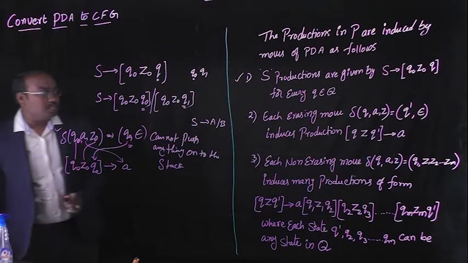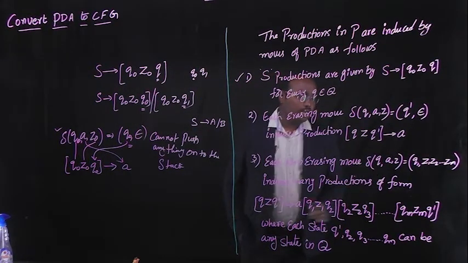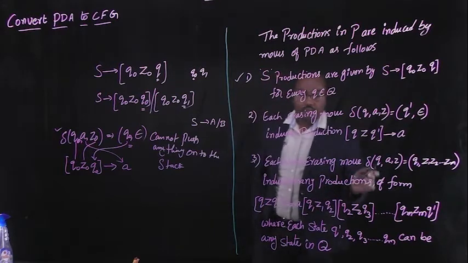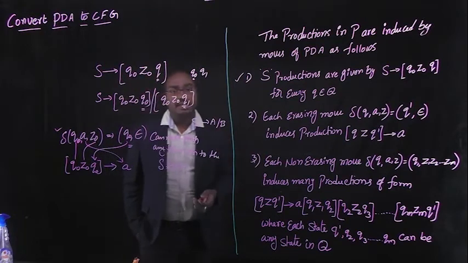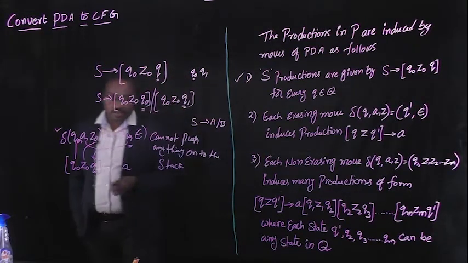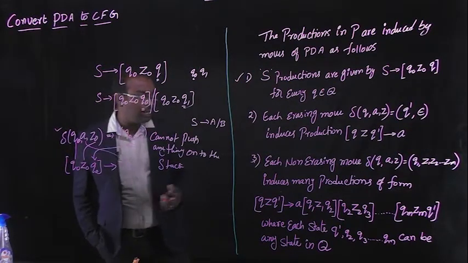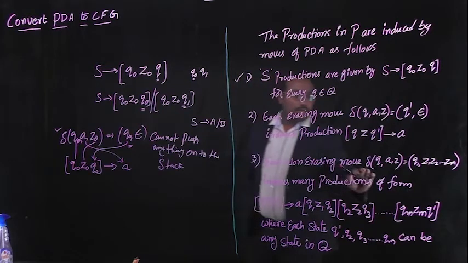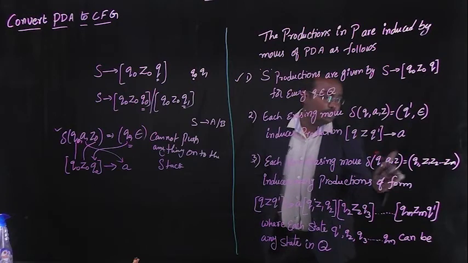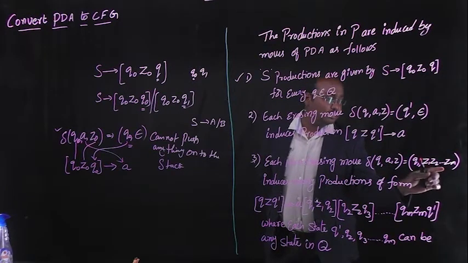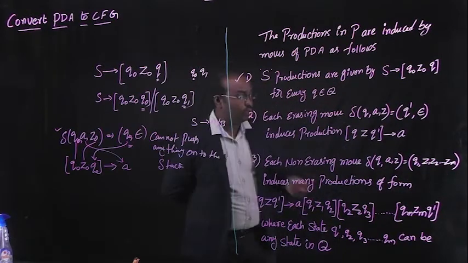And what about the third step? Each non-erasing move, that means delta(q, a, Z0). So for coming to the third step, we can push onto the stack. We can push elements onto the stack. For pushing the elements onto the stack, we can form the productions in different ways. For example, in this example delta(q, a, Z0), here we can push different numbers of elements, Z1, Z2 and so on, Zm. So these are the elements we can push onto the stack. So then how to form the production rules?